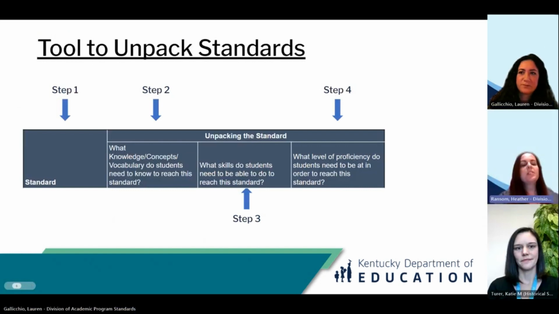Okay, so now we're going to use our tool to unpack standards to look at the standard that we are going to be focusing on today. These are the components of the tool to unpack standards that we're going to look at today. Step 1 is identifying the standard. Step 2 is looking at what knowledge, concepts, and vocabulary students need to know to reach the standard. And then next, what skills they need to have, and then the level of proficiency that they need as well.